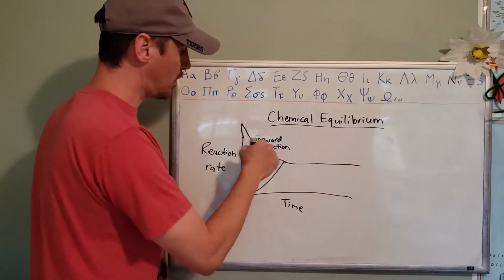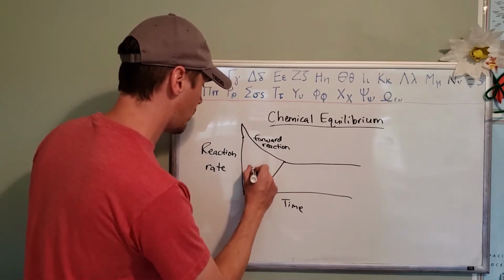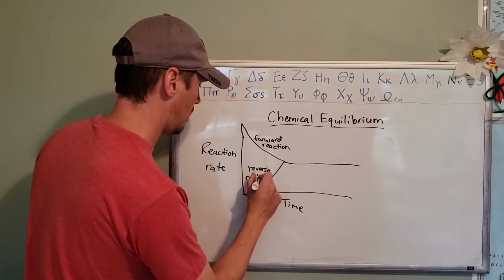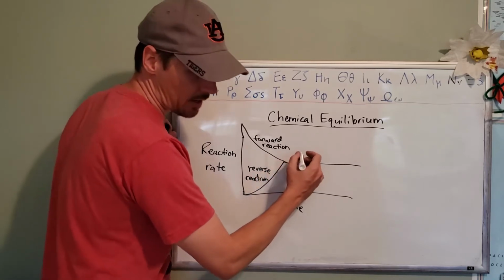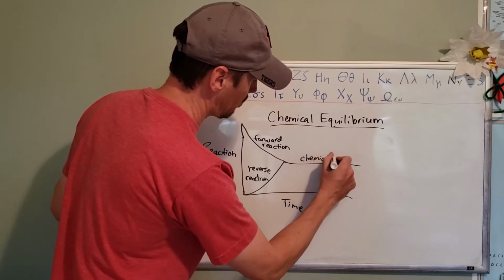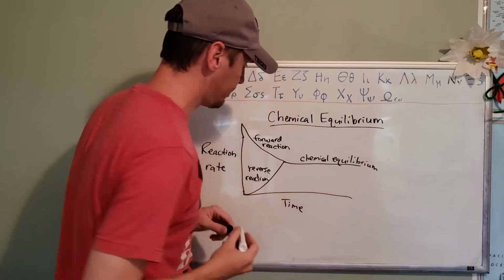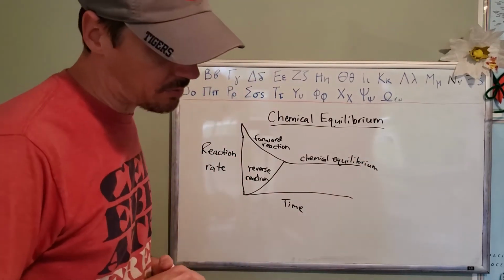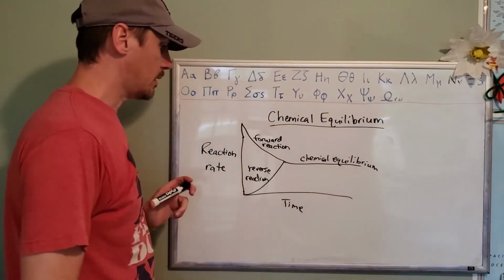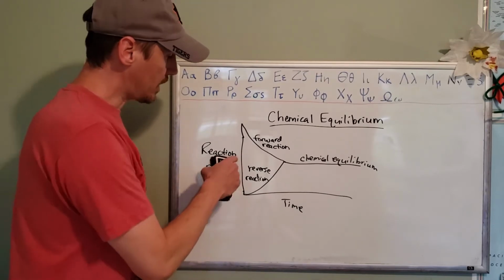All right? But as the forward reaction begins to happen, as time goes on, you begin to have this reverse reaction down here. And eventually, you have what we refer to as chemical equilibrium. Right? So eventually you reach this state of chemical equilibrium. And we've got a definition in the book, so we can look at that, and we'll define that in just a second for you. But hopefully this makes sense, right?